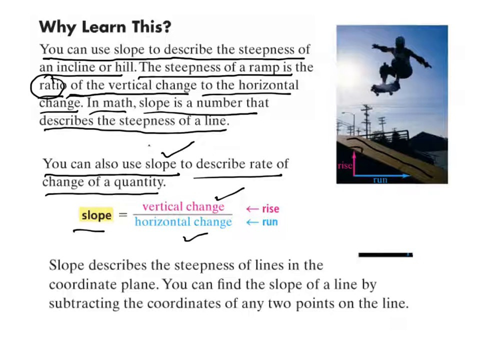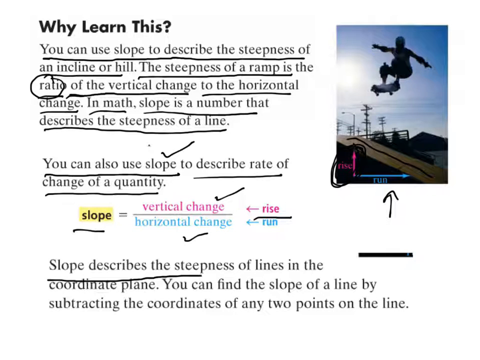Now look, vertical change is called a rise. Look at the picture. Vertical change is called a rise, and the horizontal change is called the run. So in other words, slope is nothing but rise over run.